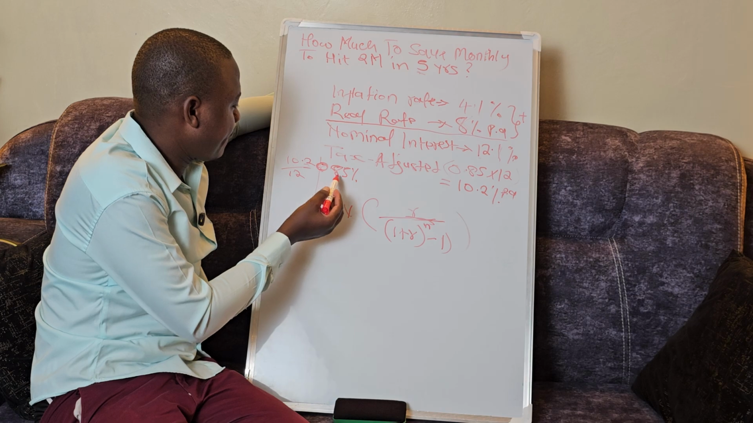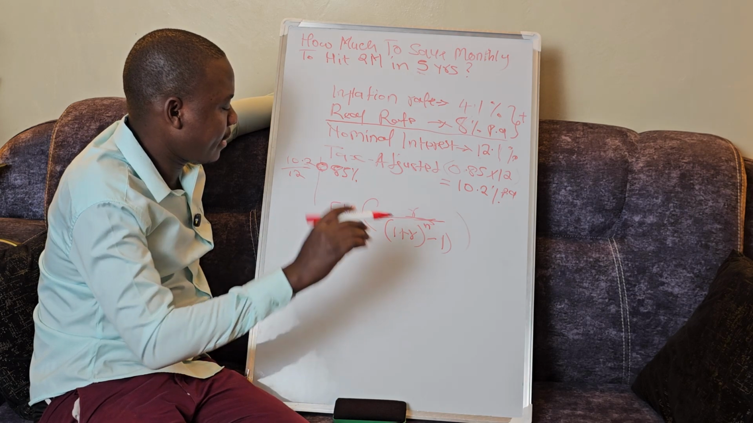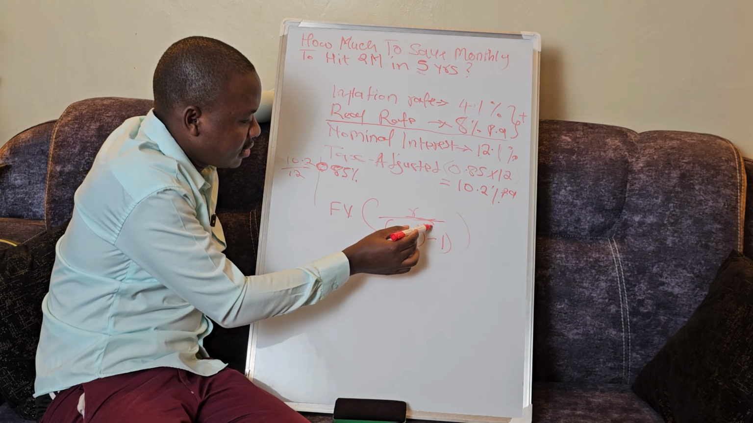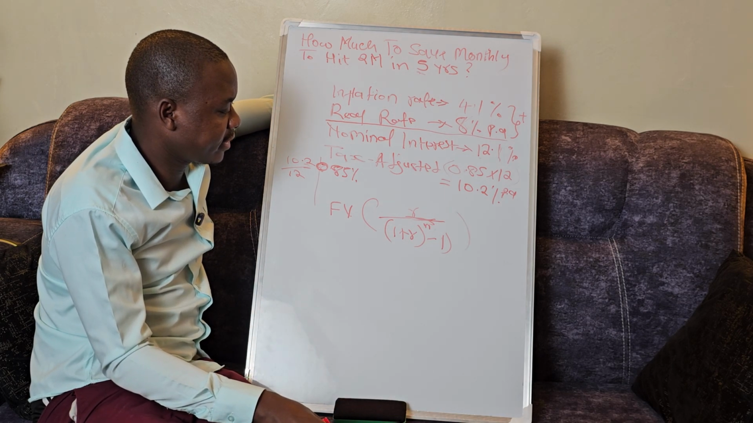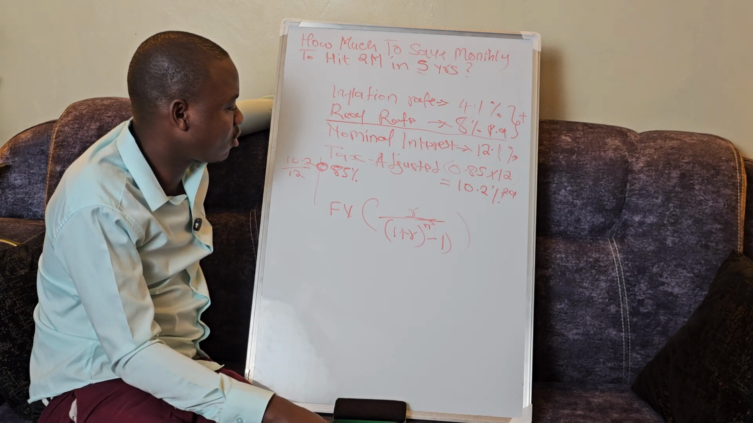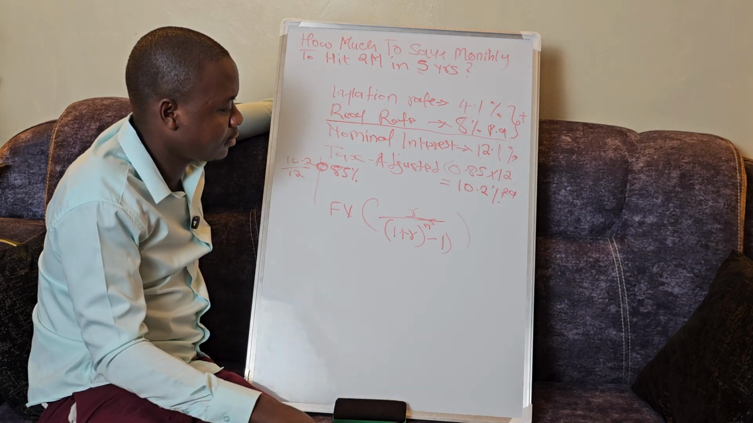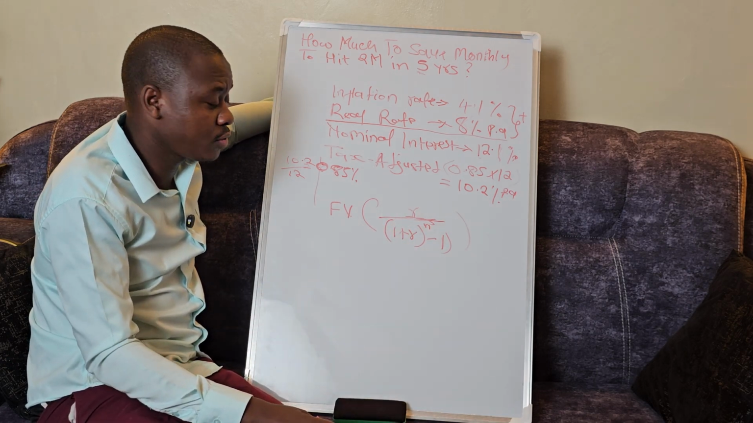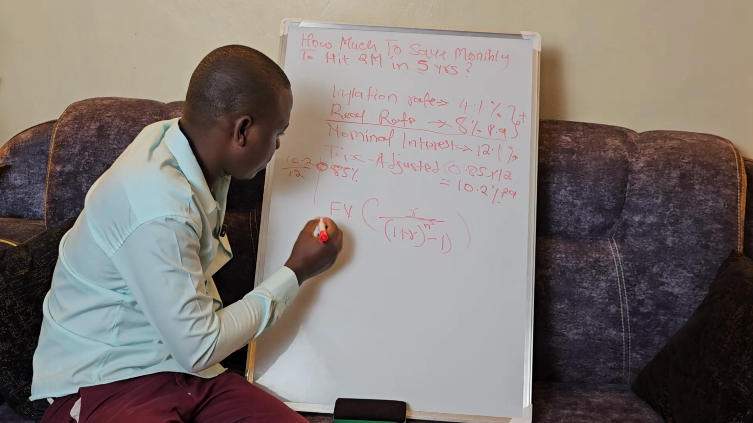This n here represents the number of compoundings that we'll have. Being that it's monthly compounding, in a year we are going to compound that interest 12 times. So in 5 years we're going to compound 60 times. So I'll put here 60. This is how I'll go about it.